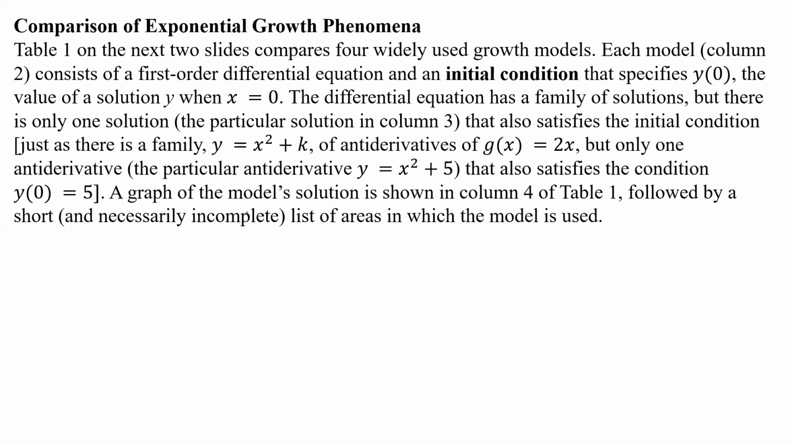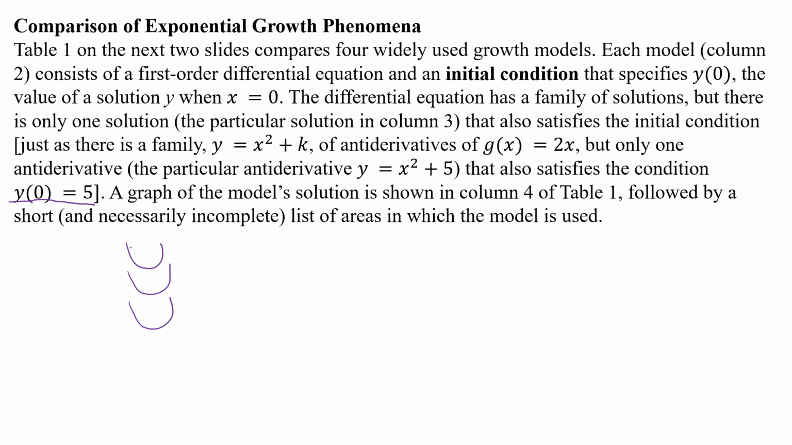You have it here or here or here, depending on k. And so that's the family of antiderivatives for g of x equals 2x, okay? But only one antiderivative, the particular antiderivative y equals x squared plus 5, also satisfies the condition that y of 0 is equal to 5. So that's where we have that offset.